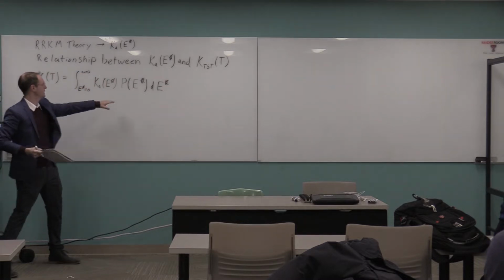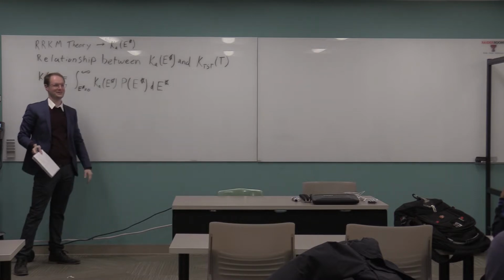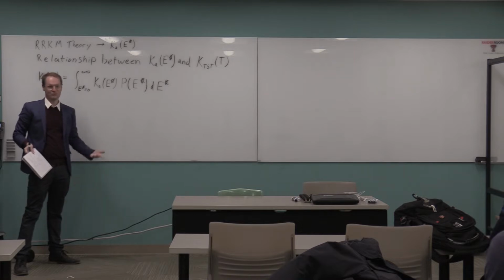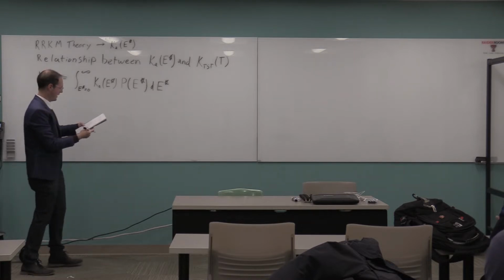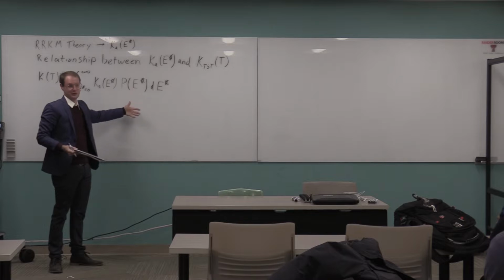And so what is this P of E star? What is that going to look like? What do we want to substitute here? What's the probability of having a certain energy? If you're at a temperature, what's the probability of being in a state with a certain energy? Yeah, just a Boltzmann factor. And then, well, the Boltzmann gives the relative probability, and in order to have a normalized probability, you then have to divide by the partition function.